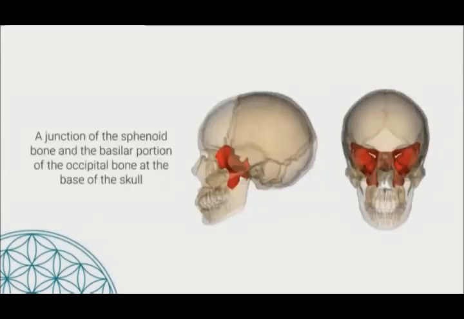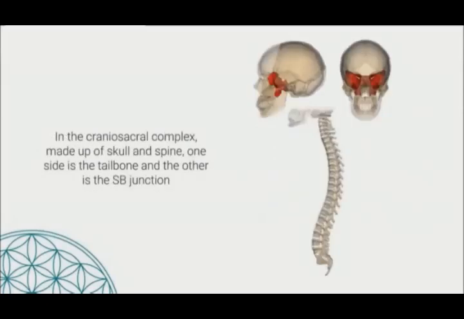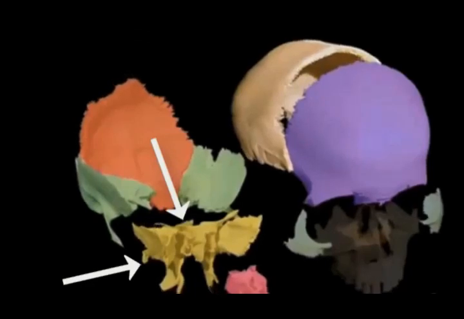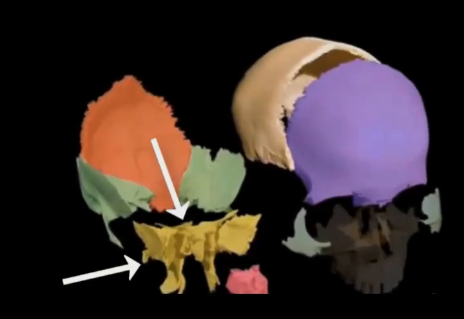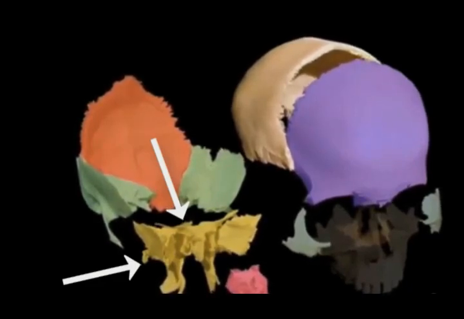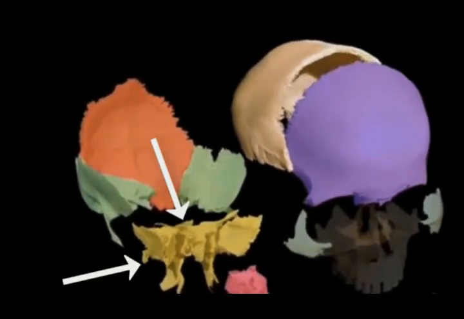It's a junction of the sphenoid bone and the basilar portion of the occipital bone at the base of the skull. In the craniosacral complex, made up of the skull and spine, one side is the tailbone and the other is the SB junction. When functional, this bone flexes and moves. The yellow portion right here is the sphenoid basilar junction, and you can see that when we are breathing in and out, all these different parts of the skull are actually moving and flexing. They're not stationary and staying in one place.